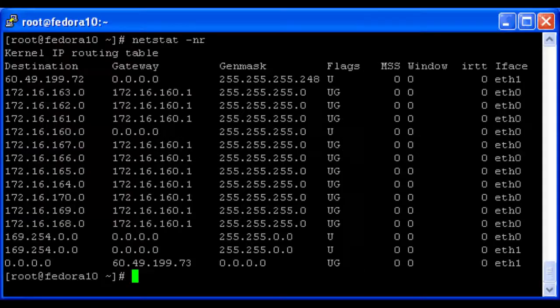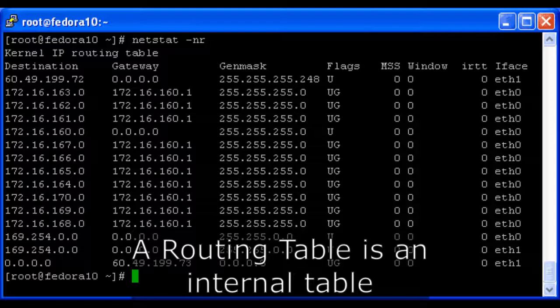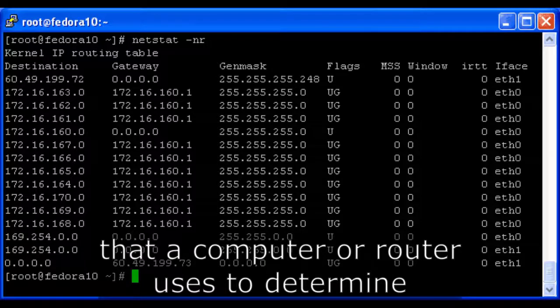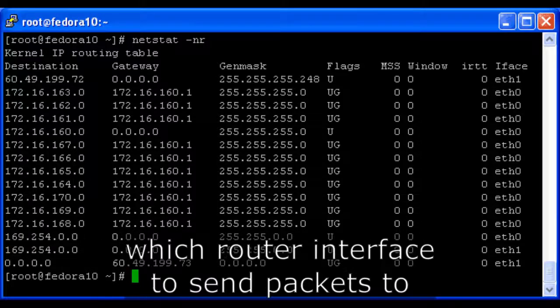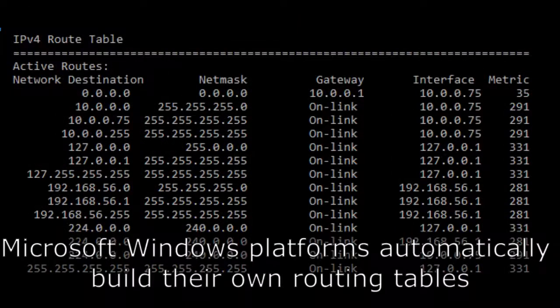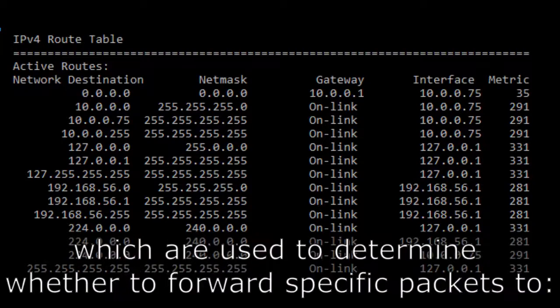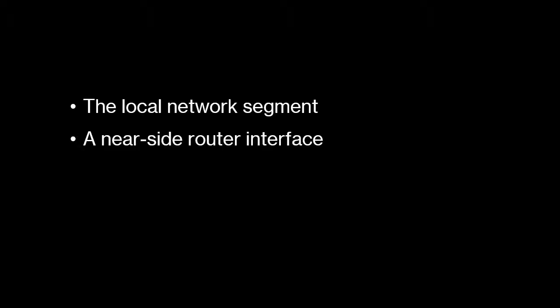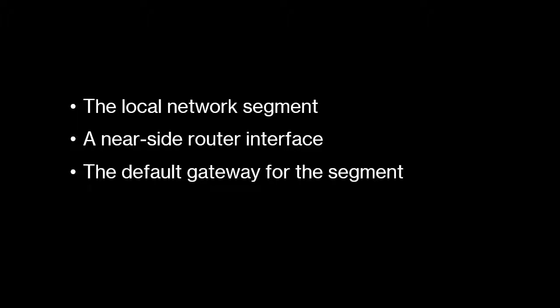Routing table. A routing table is an internal table that a computer, or router, uses to determine which router interface to send packets to, based on their destination network addresses. Microsoft Windows platforms automatically build their own routing tables, which are used to determine whether to forward specific packets to the local network segment, a near-side router interface, or the default gateway for the segment.